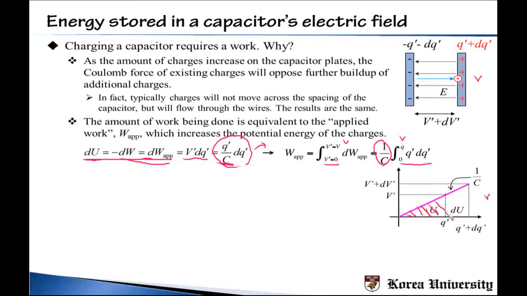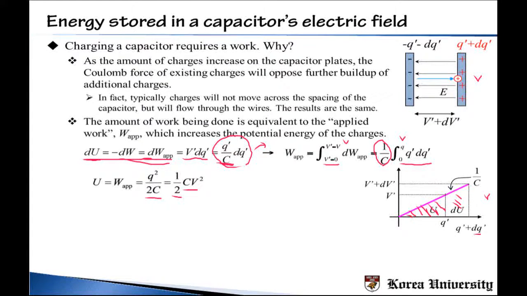This will be the amount of applied work when the charge is up to Q prime. And if the charge is changed by dQ prime, then this is the additional work you have to supply, and that will go into the potential energy stored in the capacitor. Finally we can perform the integration, and we always get a 1 over 2 factor from the linear line integration, and the total energy stored will be 1 over 2 CV squared, or equivalently Q squared divided by 2C.